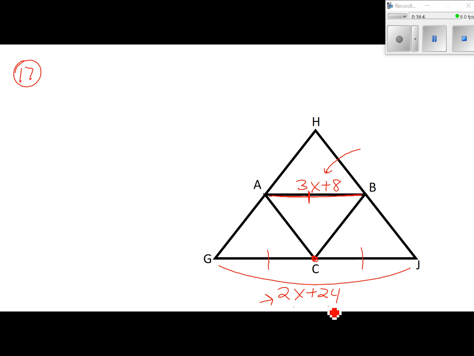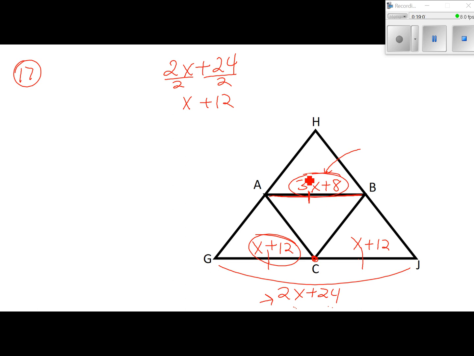If all these are even numbers, then we could just take half of this. So if I take 2x plus 24 and take half of it, I'm just going to divide each thing by 2. That means I get x plus 12. That means each one of these segments is x plus 12. We also know that this segment and this segment have to be equal to each other. So we could set up the equation 3x plus 8 has to equal x plus 12.